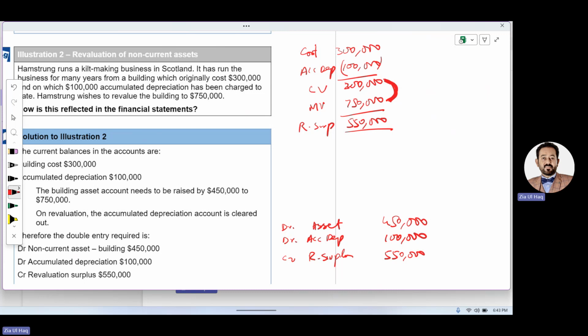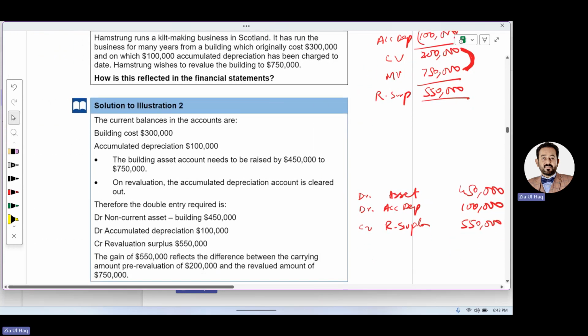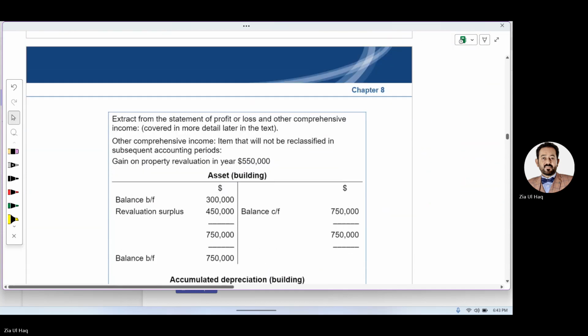Now the asset value is 450,000. Is that fine? Yes. Okay, let's see.